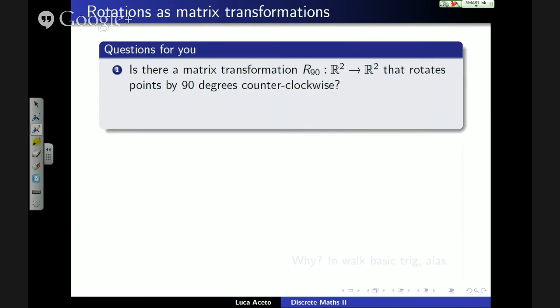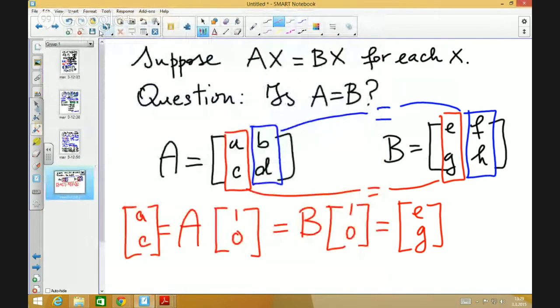So let's see. Suppose that I ask you to come up with a transformation, which is a matrix transformation, that maps vectors of size 2 to vectors of size 2, and that rotates points by 90 degrees counterclockwise, so in the opposite direction from the clock. So let's see what this transformation should do. And let's draw.